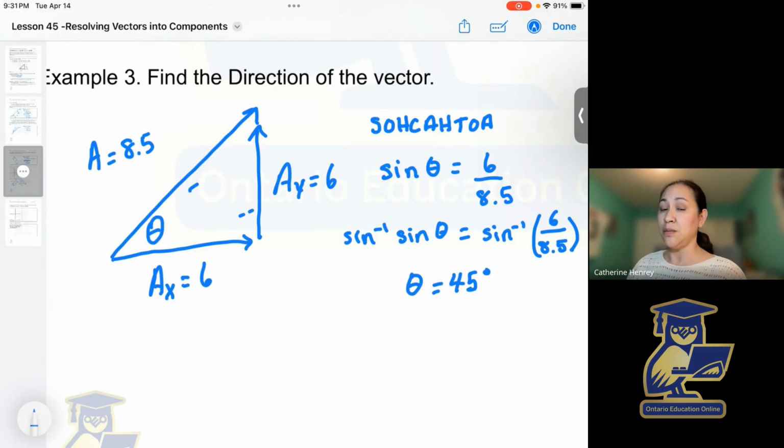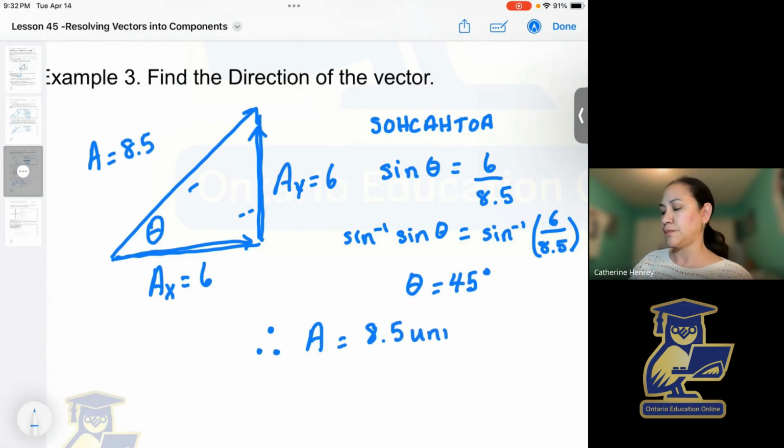which hopefully you can see makes sense because we really have an isosceles triangle. Both legs of this triangle are equal to each other, and so theta should be 45. We're talking about a 45, 45, 90 special triangle. So if we put it all together, my vector A is equal to 8.5 units in a direction that is right 45 degrees up.